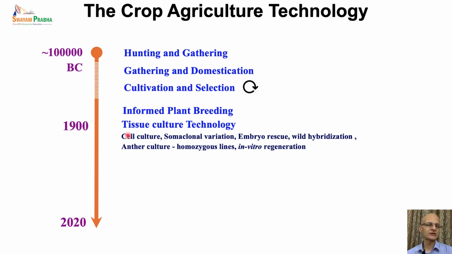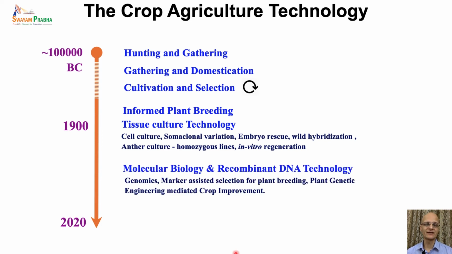Earlier, we talked about the tissue culture technology in the first unit of this course, where we discussed cell culture, somaclonal variations, embryo rescue, hybridization, anther culture, or the in vitro regeneration of plants and their several applications. These technologies made it possible to create variations or create exact clones of the plants to maintain the characters. In fact, plant genetic engineering was also possible and successfully achieved because the tissue culture or in vitro regeneration technologies were available by the 1970s.